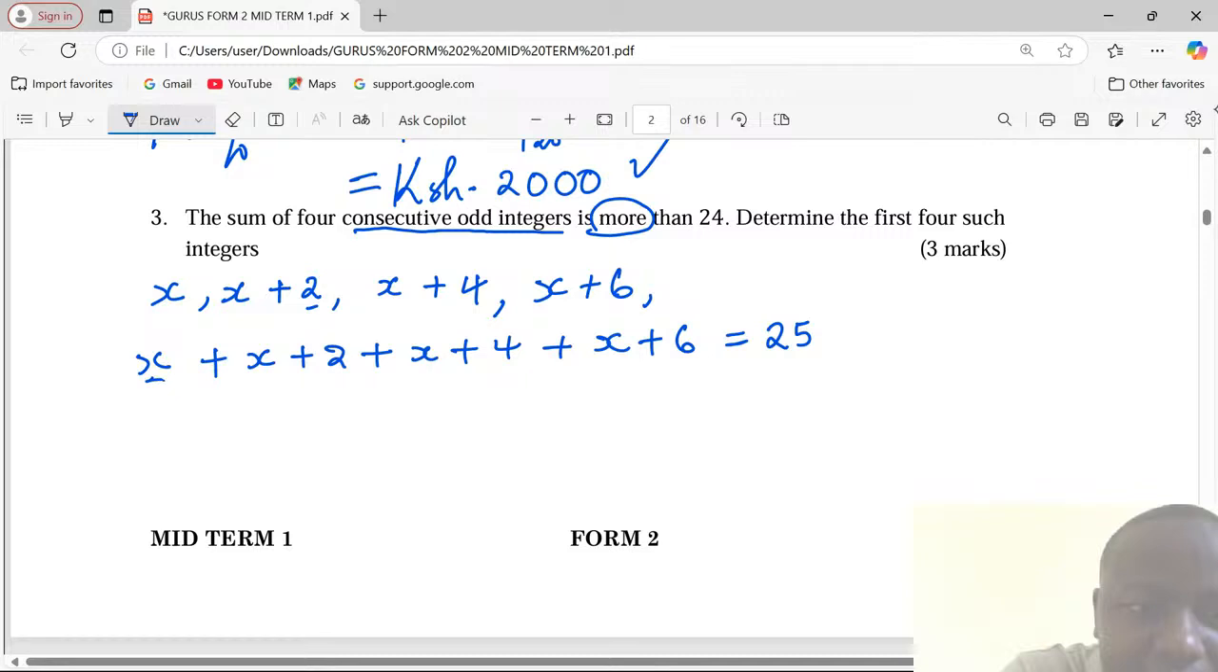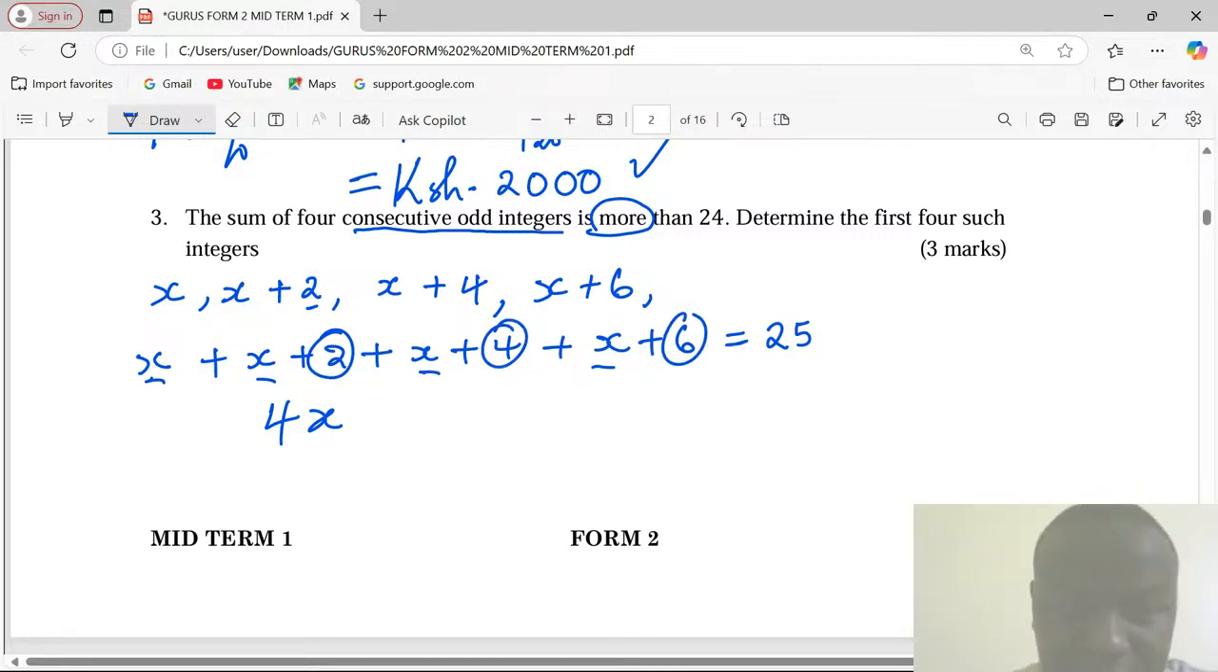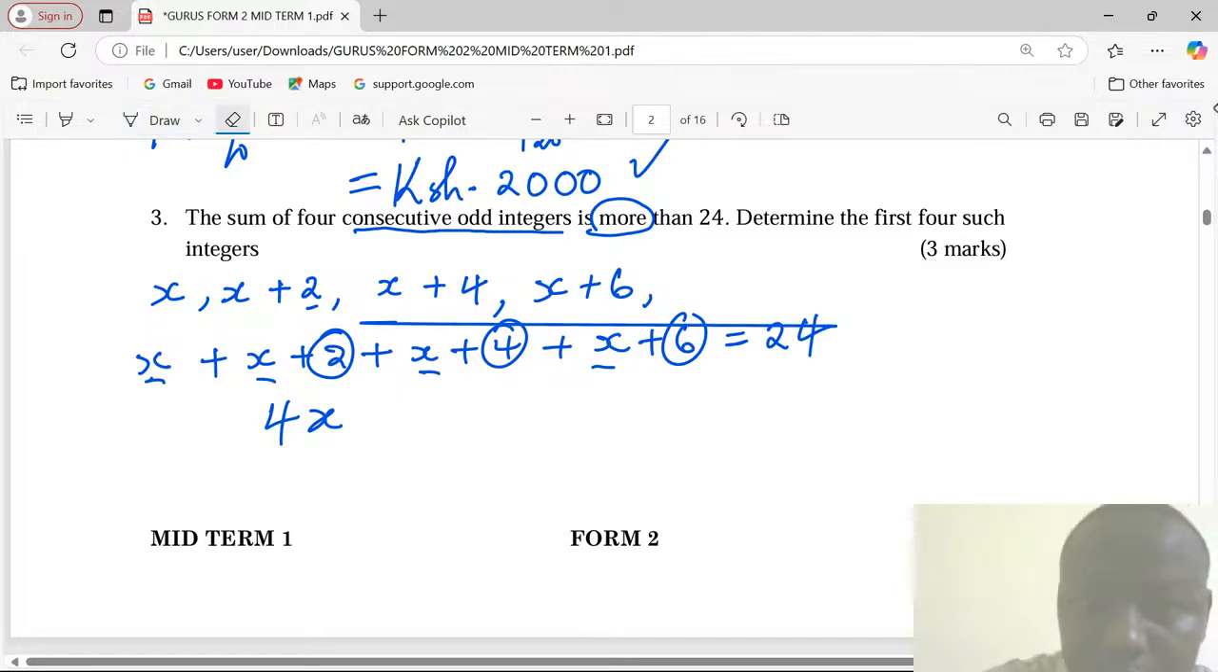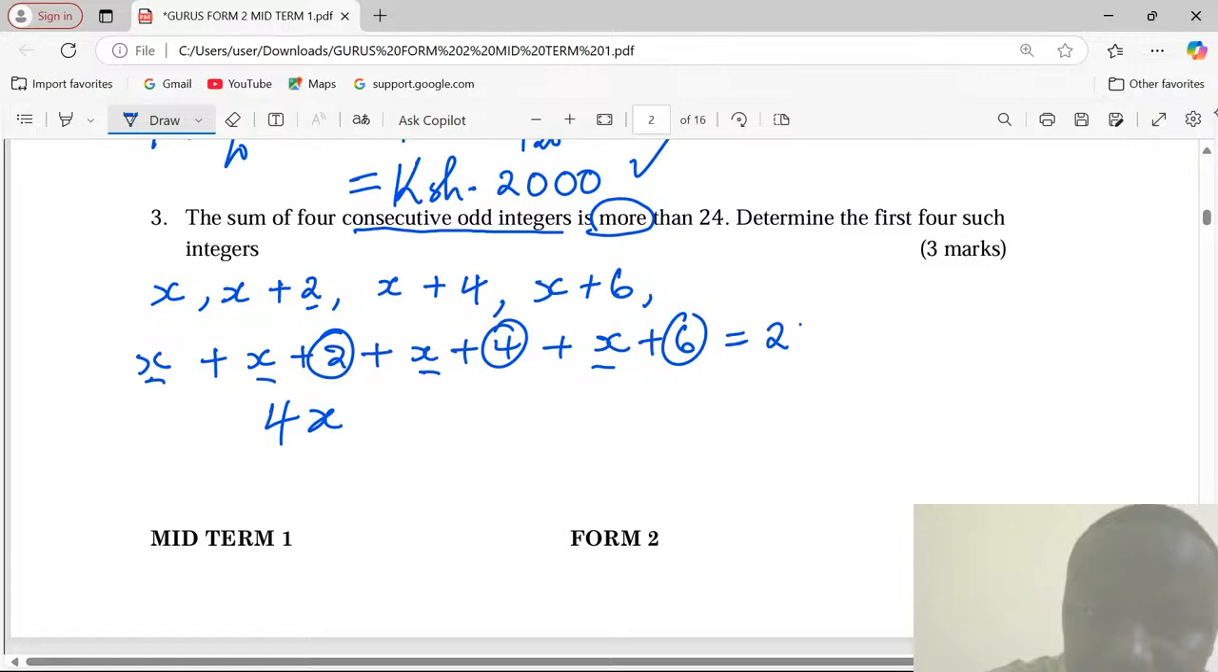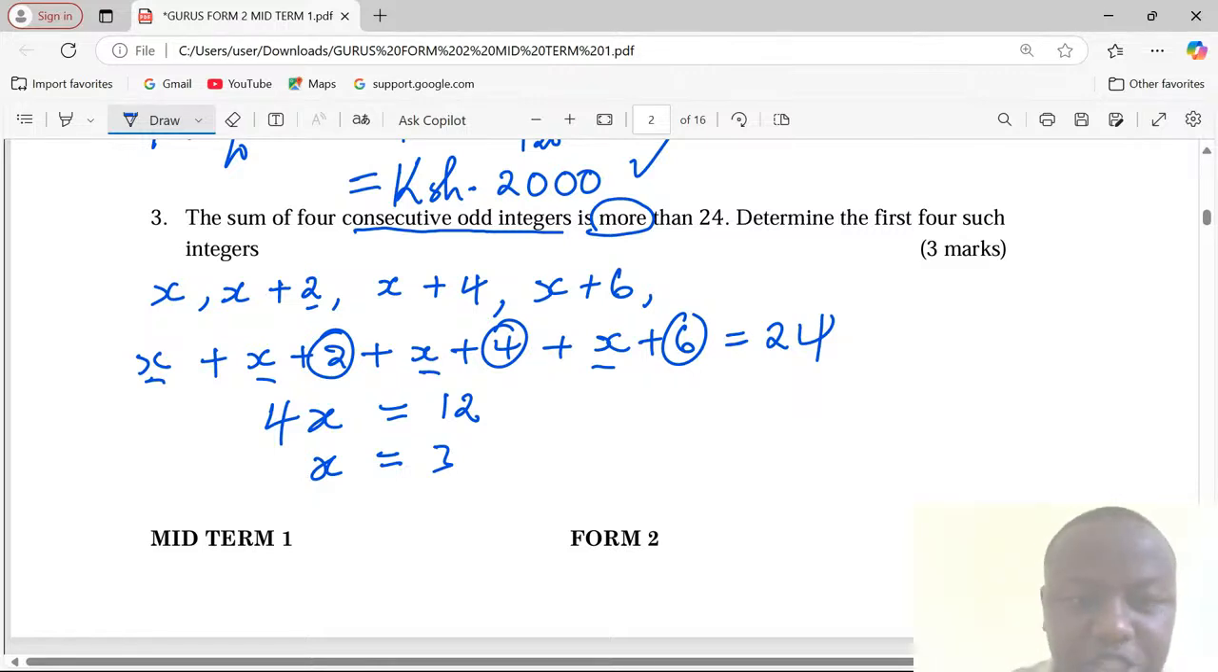Now look at x, x, x, and x. That is 4x. Then I have 2, 4, and 6. That gives me 12, right? Let me work with 24 first. I'll show you how to apply 25. 24 minus 12 gives me 12. Then the value of x becomes 3.